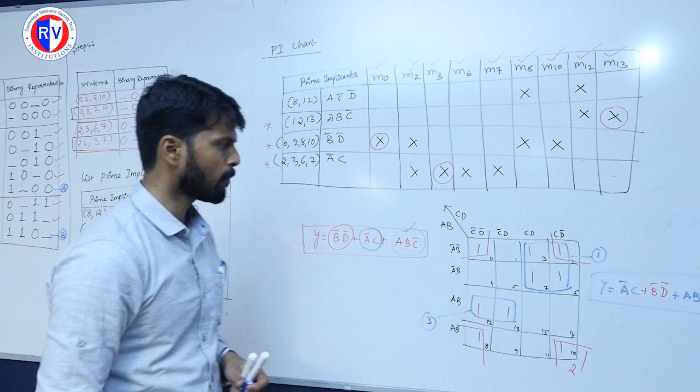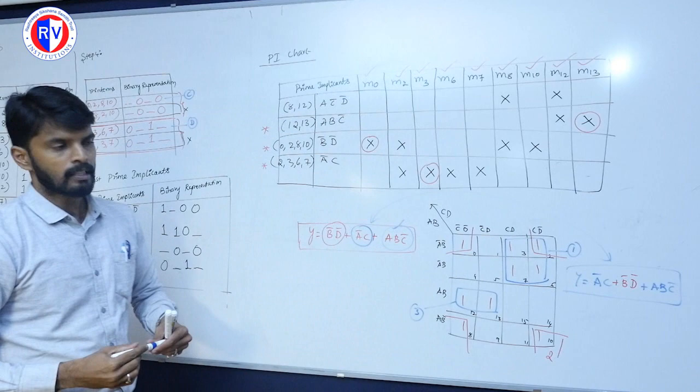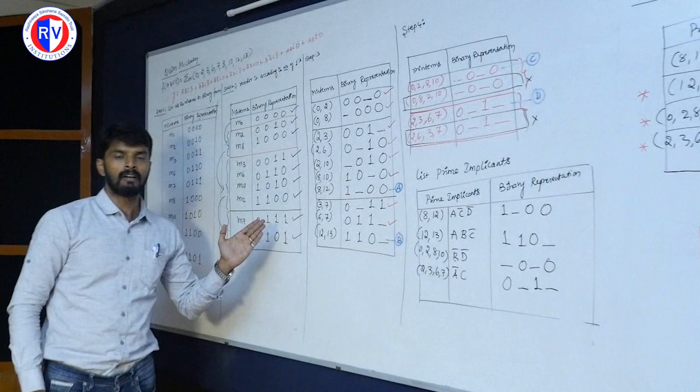So this is how we can easily compare whatever result we got through the QM method with the help of KMap. So both the answers are the same. This is how we can do the simplification of any Boolean equation with the help of the Quine-McCluskey method.